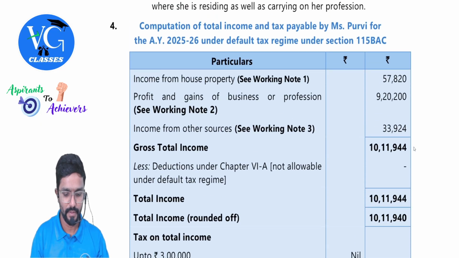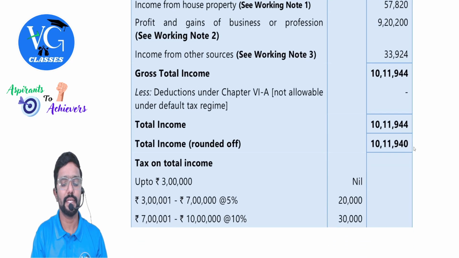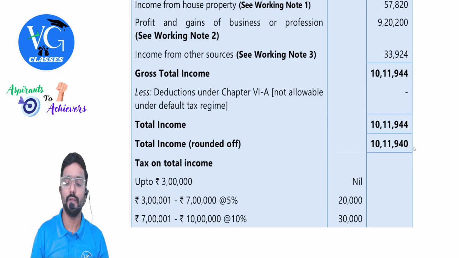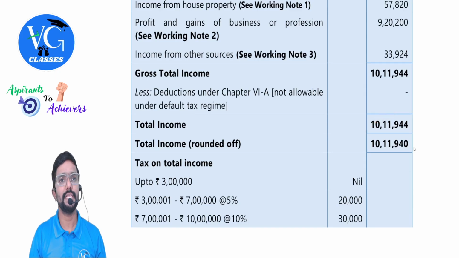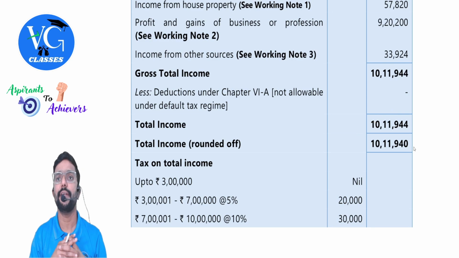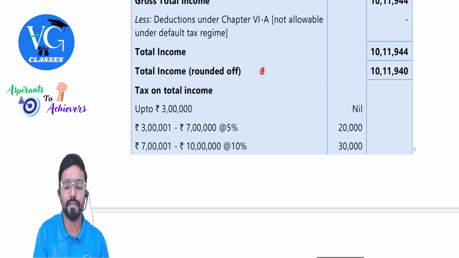Yes. So income from other sources, you will get gross total income. Then deductions under Chapter VI-A are not allowed under the default regime. Even though the assessee is eligible, under the default regime it is not allowed, so no claim for it. So 10,11,944 is the total income as well as gross total income under the default regime. It is rounded off to 10,11,940, nearest to 10 rupees as per section 288A.